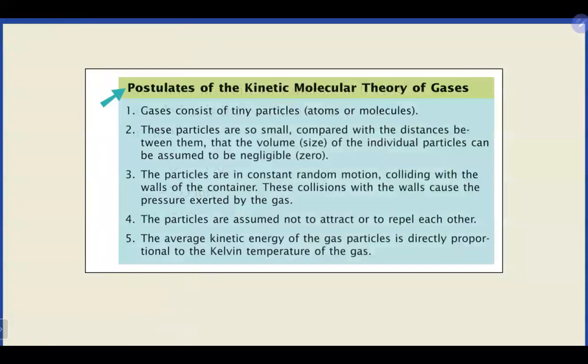All right, so last thing we're going to talk about again is some of the kinetic molecular theory of gases, some of which we've talked about as we've gone through these different gas laws. Gases, as we've talked about, are tiny particles, either atoms or molecules. These particles are so small compared to the distances between them. The volume of the individual gas molecule is assumed to be negligible or zero. So as we mentioned earlier, that's really one of the things that makes something an ideal gas, that under normal situations, the volume of the gas is really small compared to the container it's flying in.